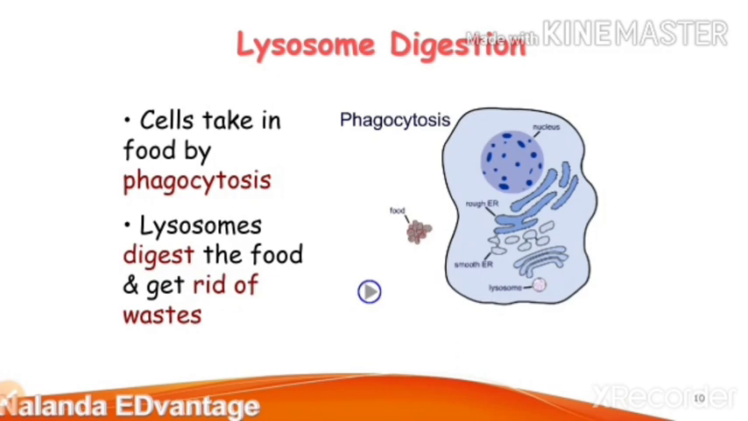Now let's see how this digestion works. As you can see in this figure here, this is a figure of a cell. They take in the food that is present by phagocytosis. Phagocytosis is a process in which the food is engulfed wholly by the cell. It digests the food and gets rid of the waste.